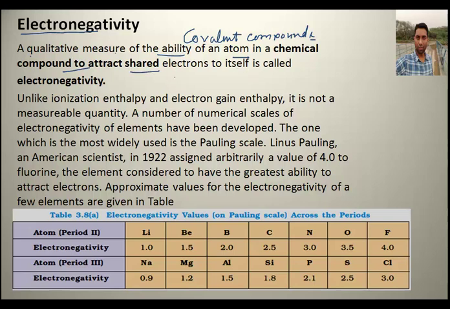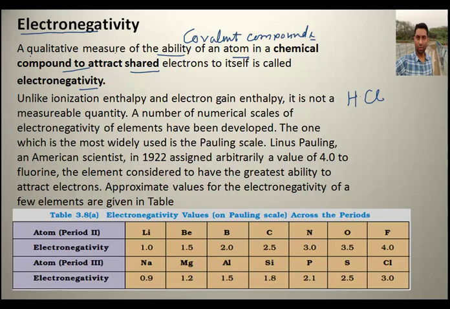This is called electronegativity, right? Now let us take an example. For example, first it has to be taken in covalent compounds. Let us take an example of a covalent molecule, that is HCl.